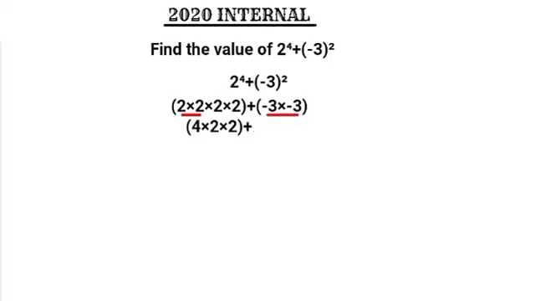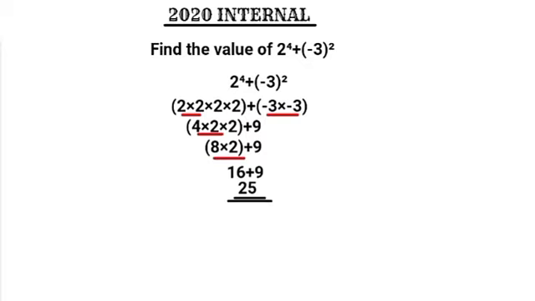Then the next thing I'm going to do is multiply these two numbers, which is negative 3 multiplied by negative 3, which is going to give us positive 9, which I'm going to write as plus 9. Once I've done that, I'm going to multiply 4 by 2, which will give us 8, then multiply by 2, then plus 9. Next I'm going to multiply 8 by 2, which will give us 16, then 16 plus 9 will give us 25. So 25 was the correct answer for this question.